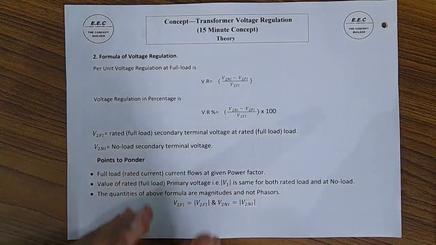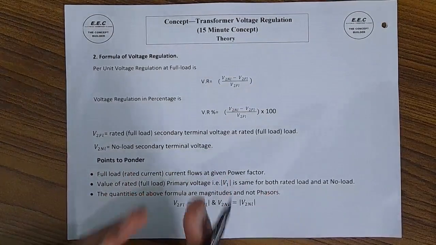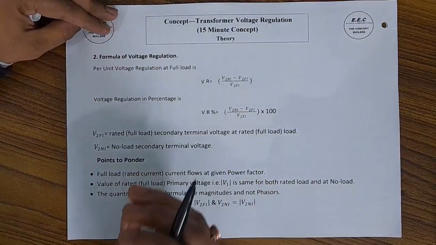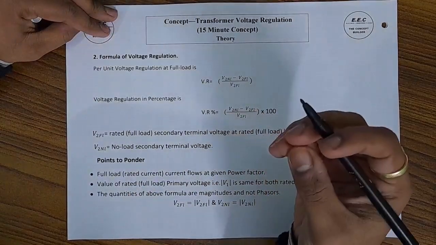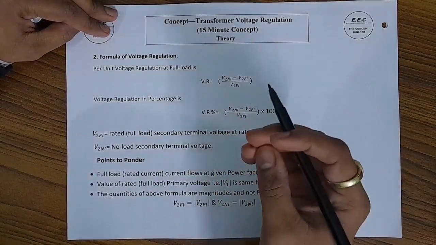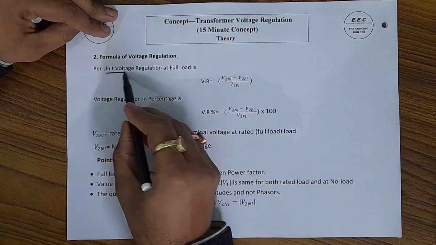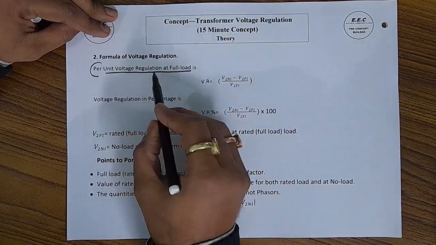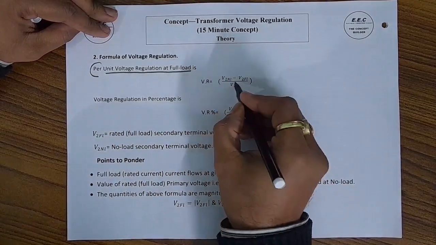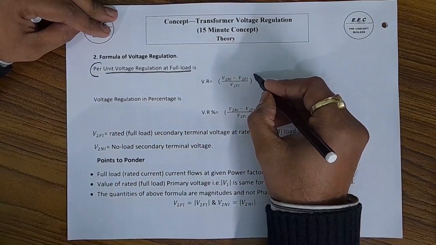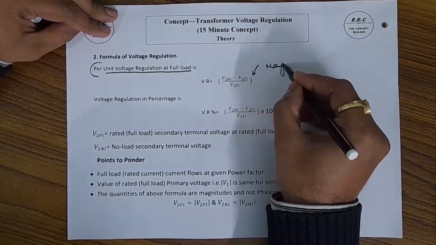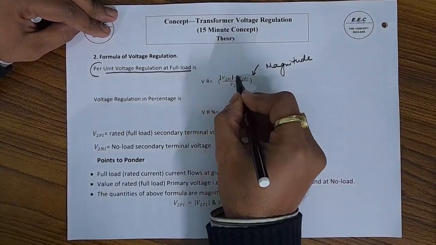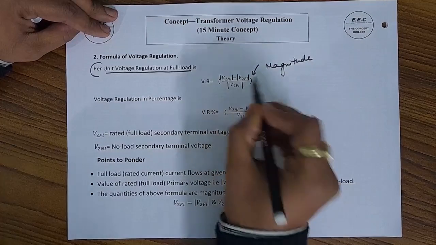Now the second concept we are going to see is the formula of voltage regulation. What is the formula of voltage regulation? This brings a lot of confusion while studying this topic. So let me clear this concept. We are studying the voltage regulation formula at full load. So the per unit voltage regulation at full load is, now I have told you that we are talking about the magnitude condition, so let me apply the mod on all the voltages that we are looking at.